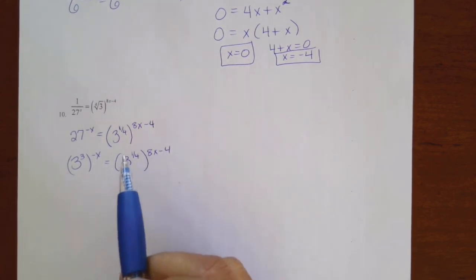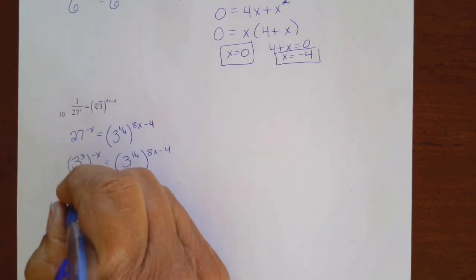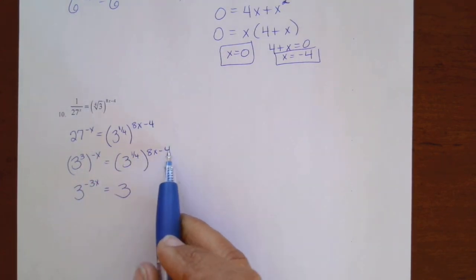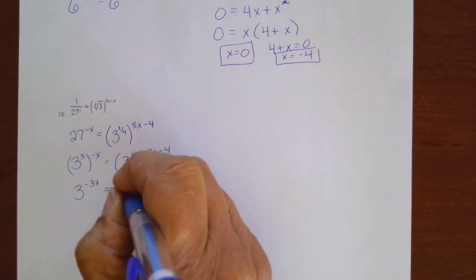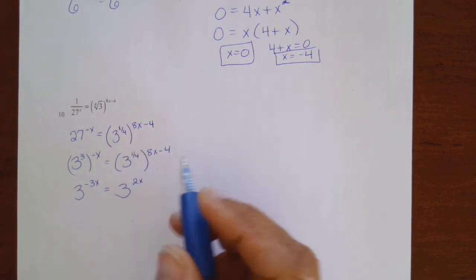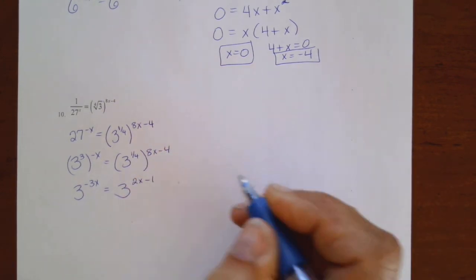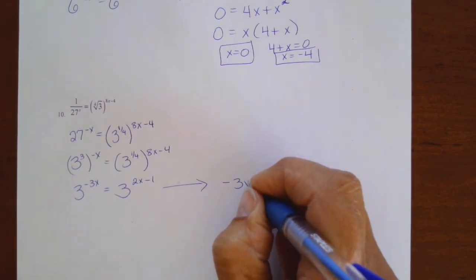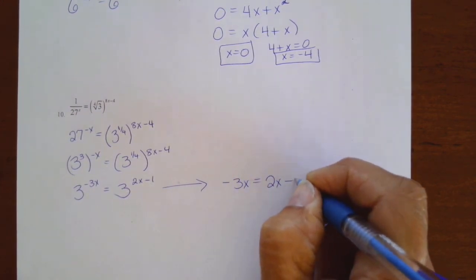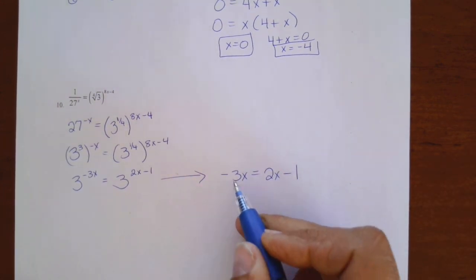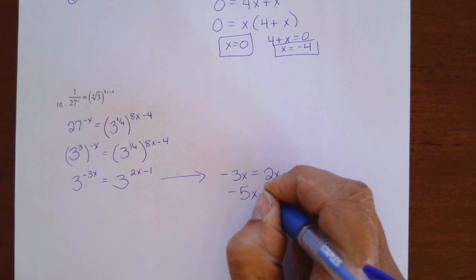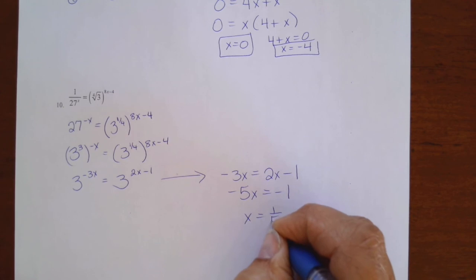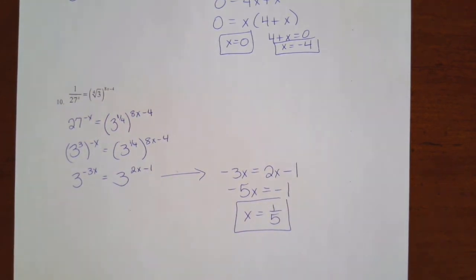All right, now we can simplify our exponents. So we're going to multiply here. So that's 3 to the negative 3x. And on this side, we're going to multiply, which is a distributive property. So 1/4 times 8x, which is 2x. And then 1/4 times negative 4 is minus 1. So now you have the same base. You can set your exponents equal to one another and solve that. So we're going to subtract the 2x over here. That gives you negative 5x equals negative 1. Divide both sides by negative 5. You get a positive 1/5.